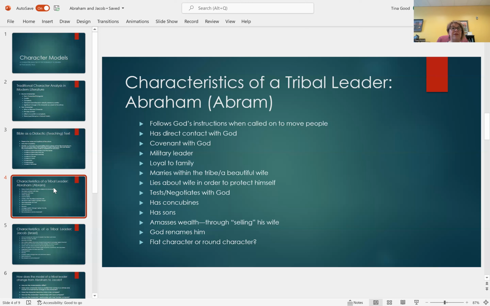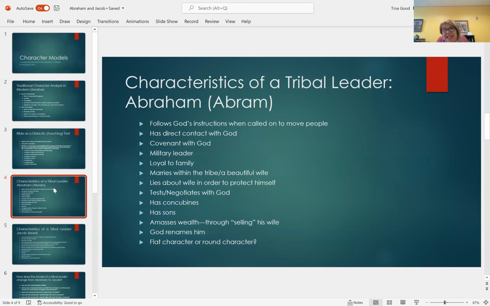As we said before, he sells Sarah to these kings, and as a result, he's able to amass a great deal of wealth. He's also renamed by God. You remember, he's at first called Abram, and then once his covenant is in place, he becomes Abraham.